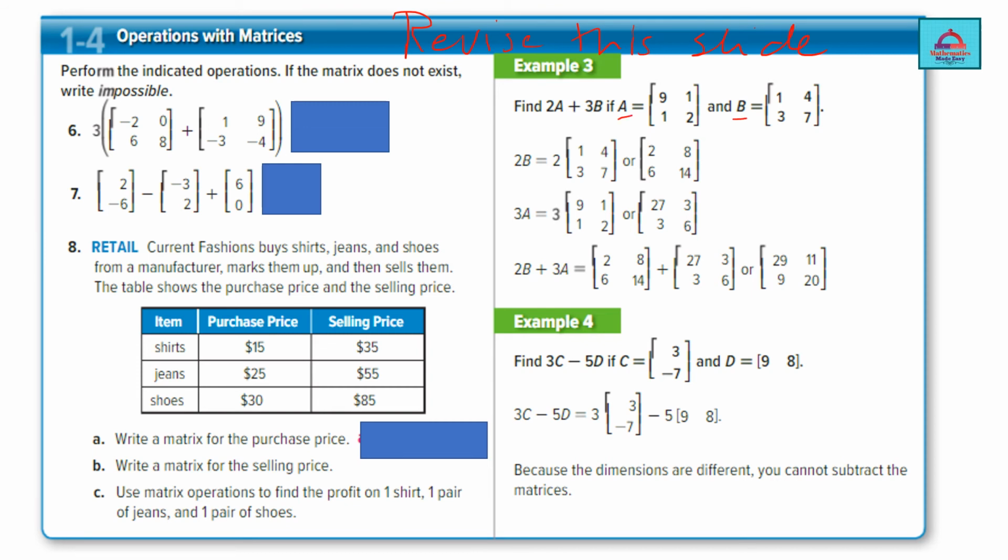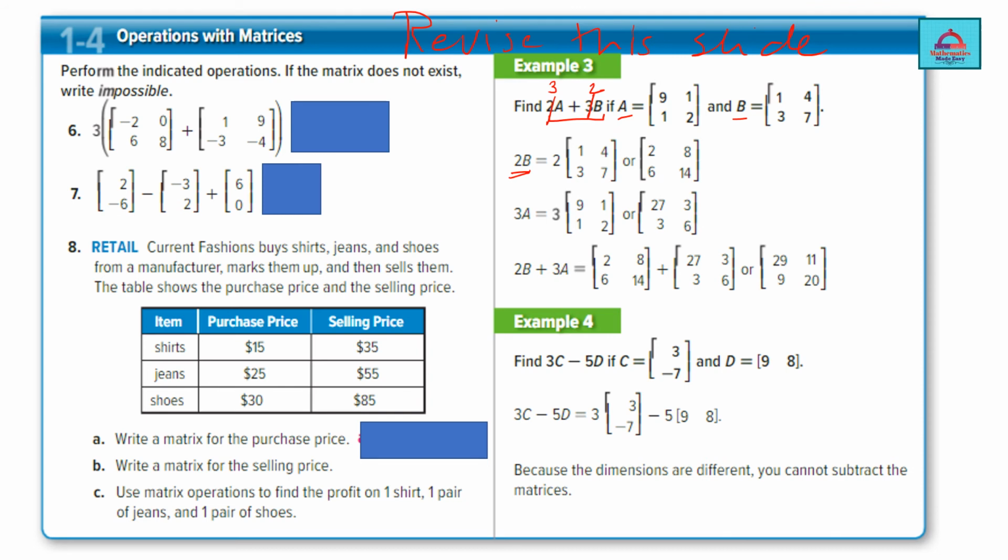Matrix A and B are given to you. You need to find 2A plus 3B. So step 1, you'll multiply matrix A. So there's a mistake here in typing. I'm just going to correct it. So they're asking you actually 2B and 3A. So they have calculated 2B here.